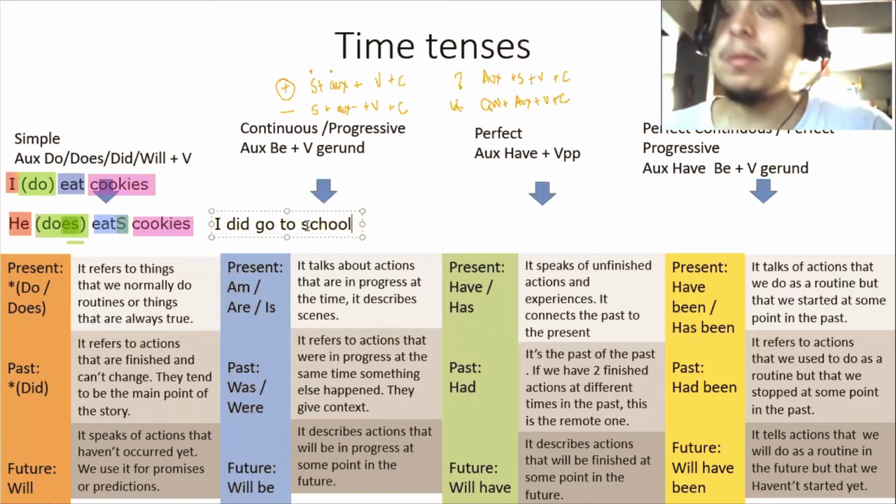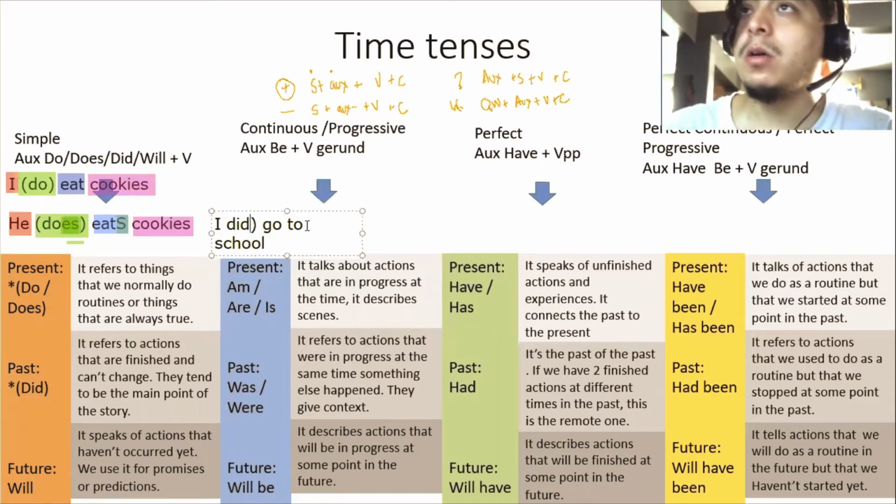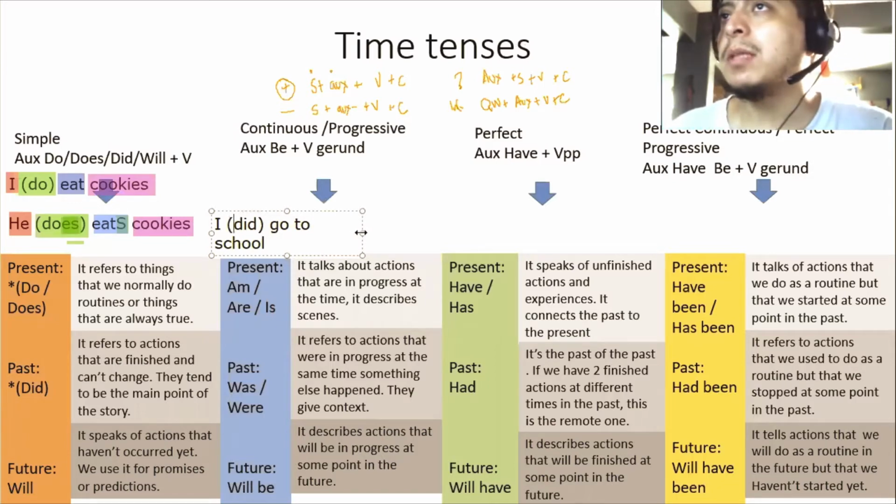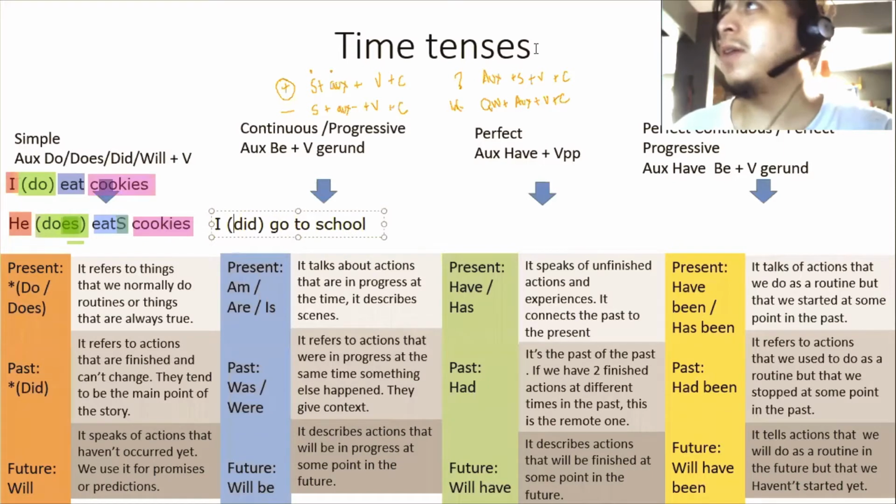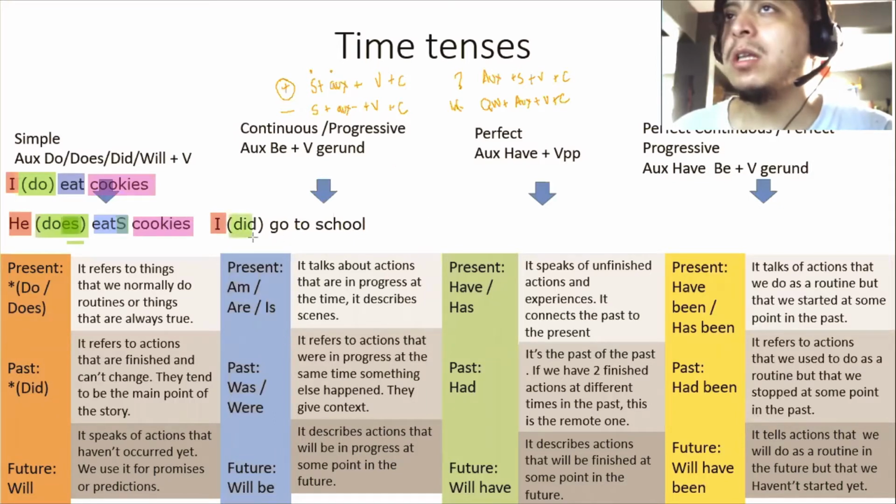What is the problem? The problem is that we normally never use the auxiliary in affirmative statements. If we don't use the auxiliary, what is going to happen? Well, we have the subject, yes. We don't have the auxiliary. The auxiliary was here, but we don't have it. So what is going to happen? If I say I go to school, that is in present. The auxiliary is telling me that this action is in the past.